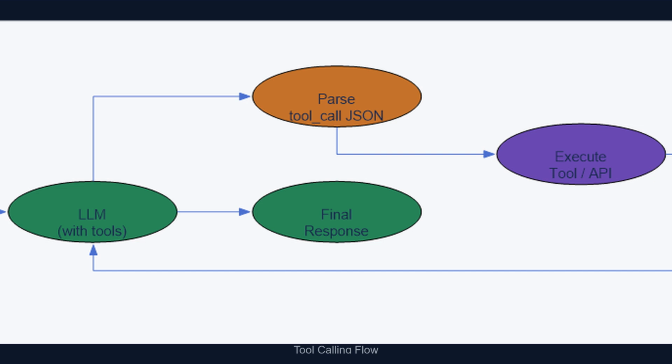The model checks whether any registered tools are relevant to the task. If yes, it emits a structured tool call JSON, not a natural language description of what it wants, but a machine-readable specification of which function to invoke and with what parameters. Your application parses that JSON, routes to the correct tool or API, executes it, and returns the result. That result flows back into the LLM, which incorporates it and generates the final response.